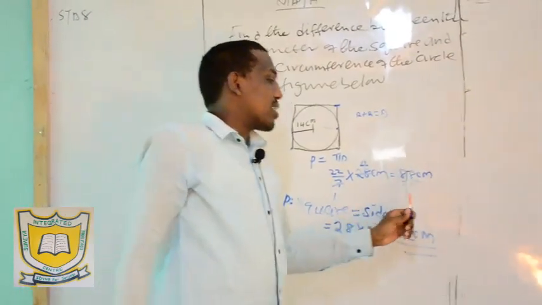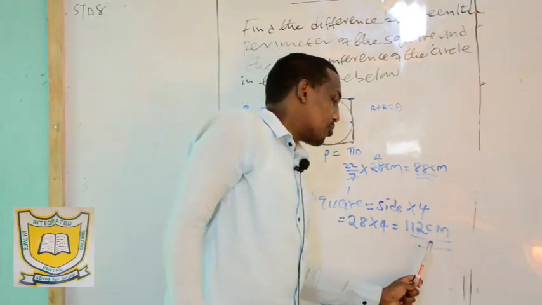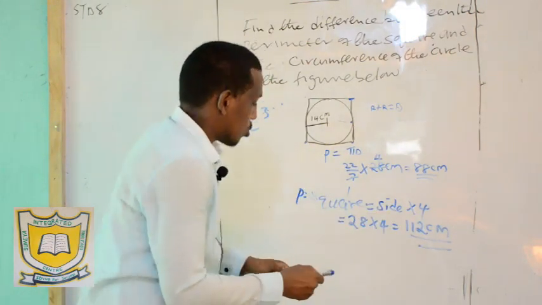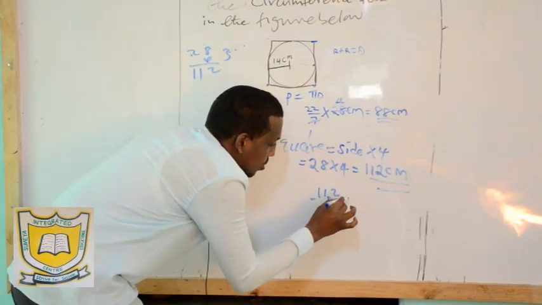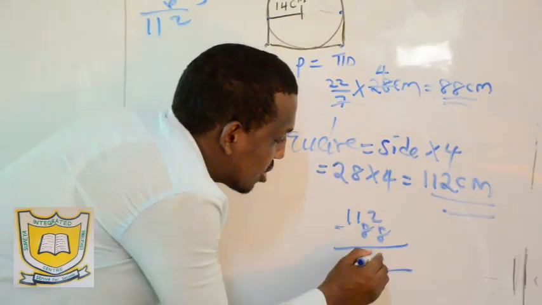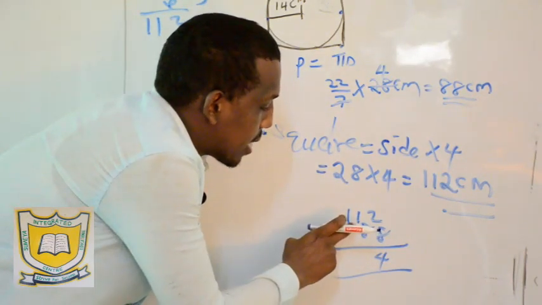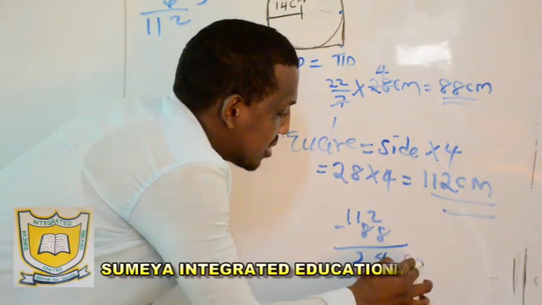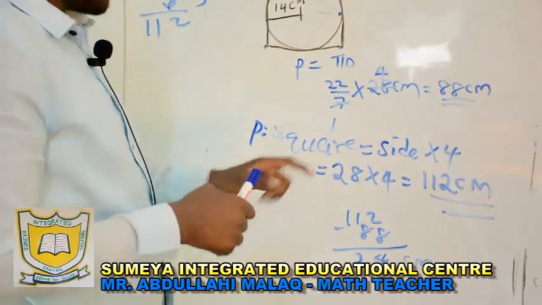So we have the perimeter of the circle. We have the perimeter of the square. They say you get the difference. Difference means you subtract. So let us subtract: 112 minus 88. 12 minus 8 is 4. Here remains 10. 10 minus 8, we get 24 centimeter. That is the answer. That's how we get the difference.